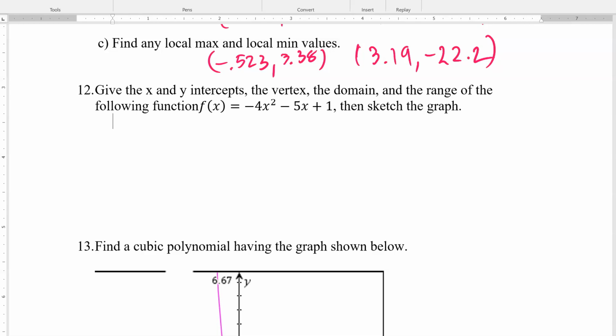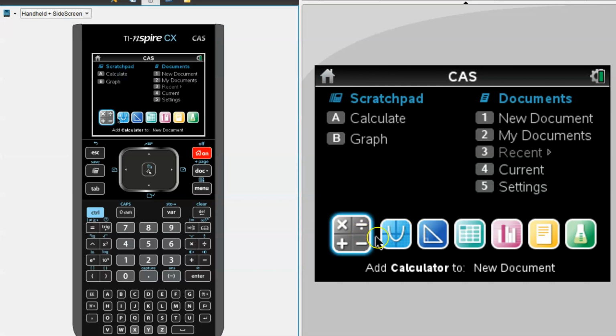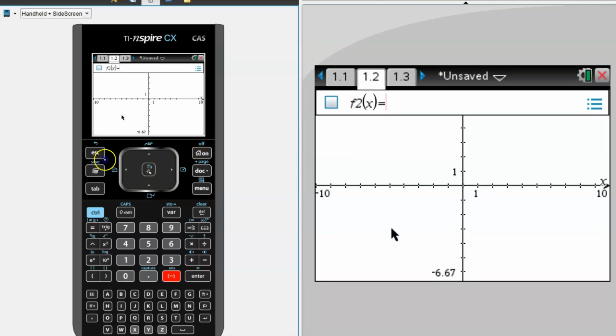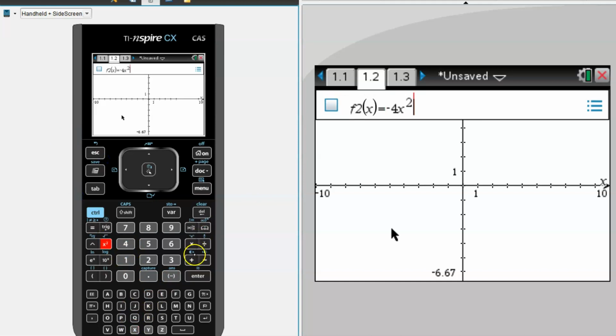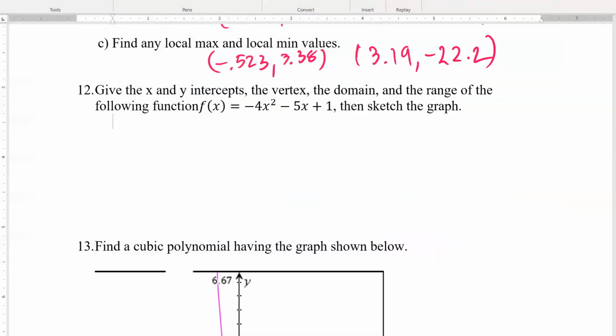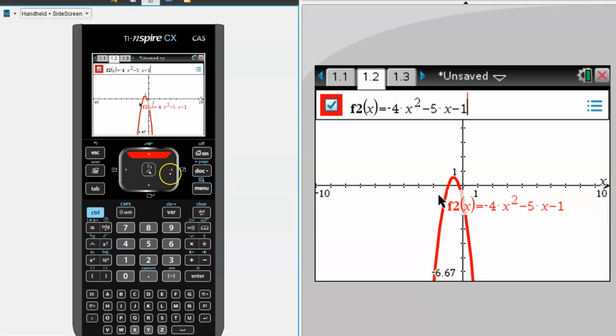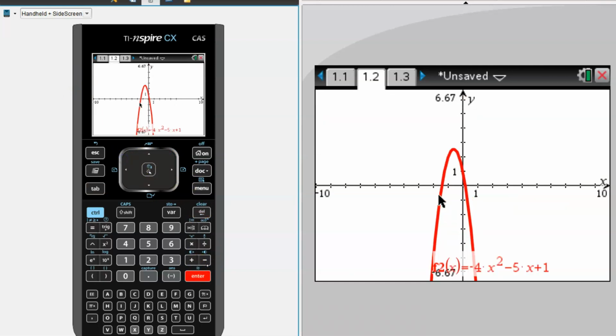So I'm going to do this. Negative 4x squared minus 5x plus 1. So what do we say? Negative 4x squared minus 5x minus 1. I'll double check those numbers. Plus 4. Change that from a minus 1 to a plus 1. Shifted it up a little bit. All right.